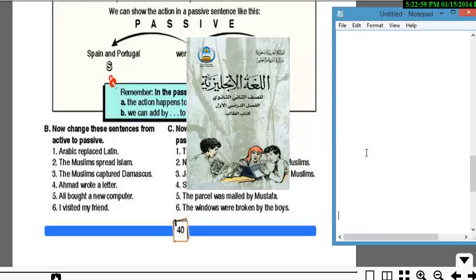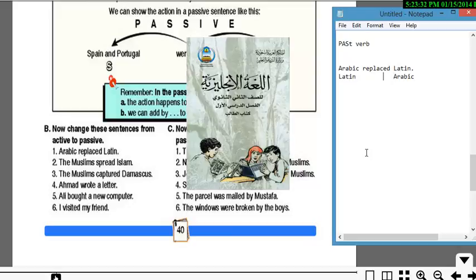It's just getting worse. Okay, now Arabic replaced Latin. How do I work with this? Well, first of all, the verb is in the past again. So how do I work with it? Okay, first of all, I'm going to change the positions. So I'm going to say Latin, and I'm going to put Arabic instead of Latin. Okay? So the subject and the object are just changed in position.